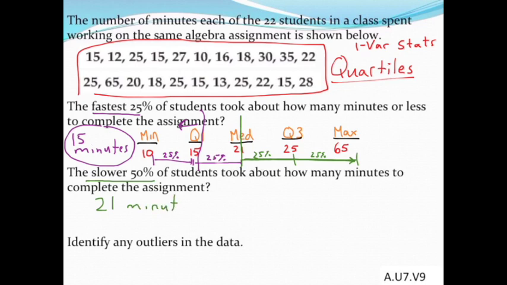Okay, and they could ask you questions about 75%. 75% would then obviously involve that third quartile. And then lastly, we're asked one more time about outliers.